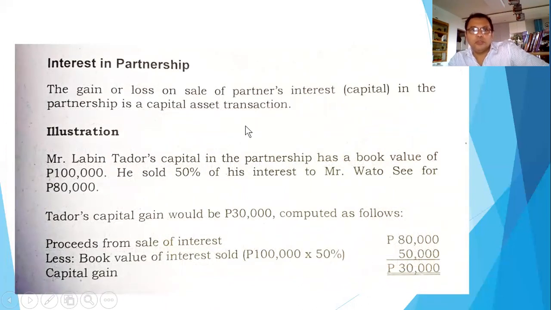Interest in partnership. When a person is a partner, he has interest, and that is his capital. So there will be gain or loss if he sold it at more or less than the value. For example, Mr. Tador's capital in the partnership has a book value of 100,000 pesos. Then he sold 50% of his interest to Mr. Watusi, meaning only 50,000 pesos worth, but he sold it for 80,000. So there's a gain of 30,000 pesos. The proceeds from the sale of interest is 80,000, but the book value of the interest is 100,000 times 50%, that's 50,000 pesos. So the capital gain is 30,000 pesos. Very easy.